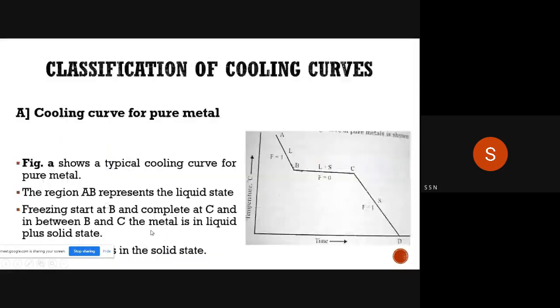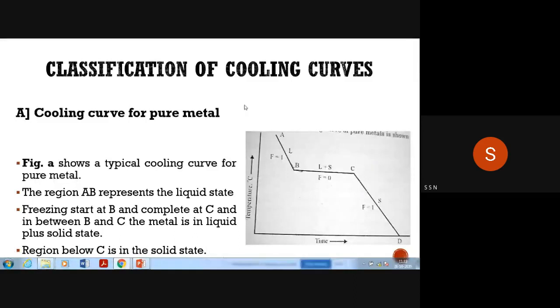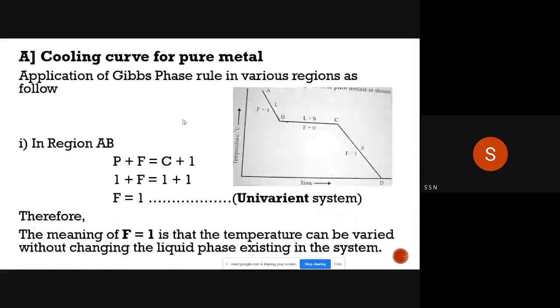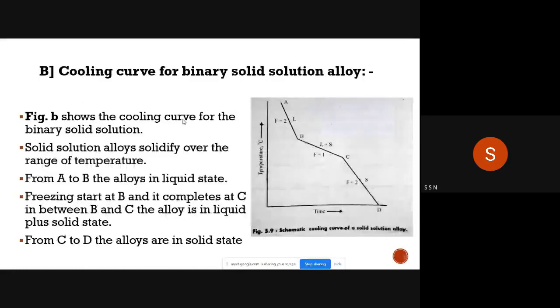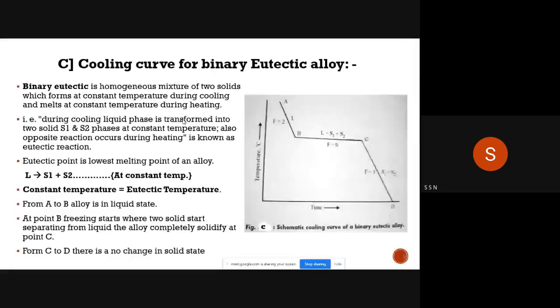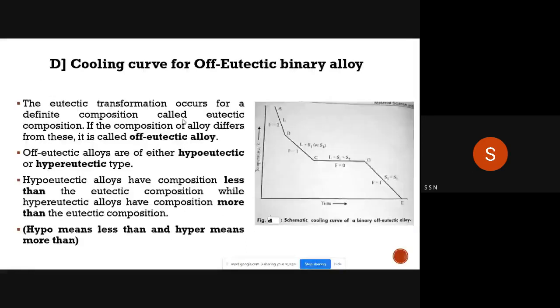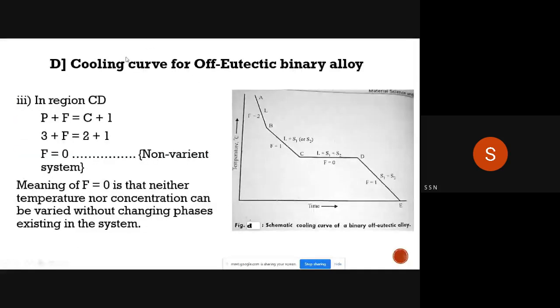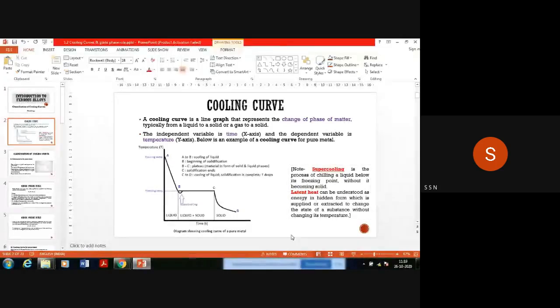Next we will see the classification of these cooling curves. Generally, we will see four types of cooling curves. Firstly, a cooling curve for the pure metal. Secondly, a cooling curve for the binary solid solution alloy. Then the cooling curve for binary eutectic alloy, and then the cooling curve for the peritectic binary alloy. So these four cooling curves we need to see in detail.